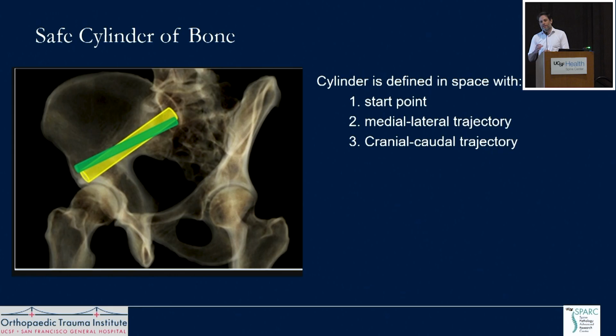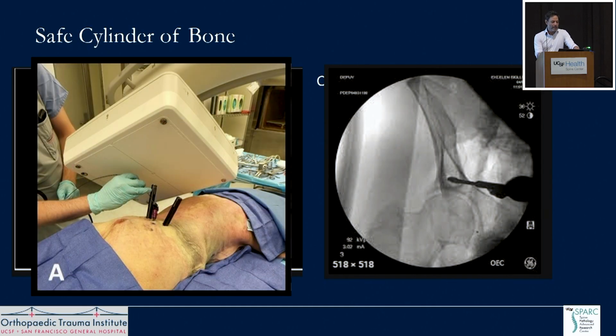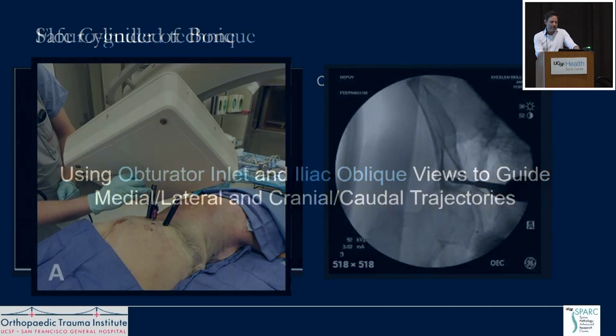So how do we make this simple? We just need a safe cylinder of bone. And in order to define the cylinder in space, I need a start point, a medial-lateral trajectory, and a cranial-caudal trajectory. The teardrop gives us a good view of the start point for these. But as you see here, the machine is in the way of where your hands and your instruments need to be. So you can't work under the teardrop.